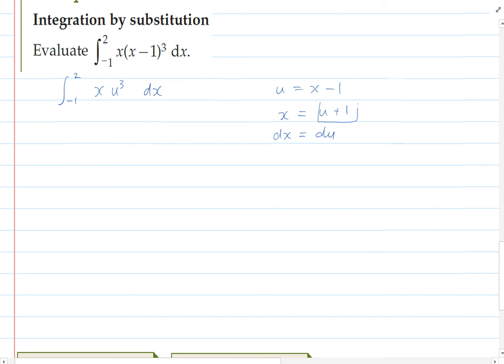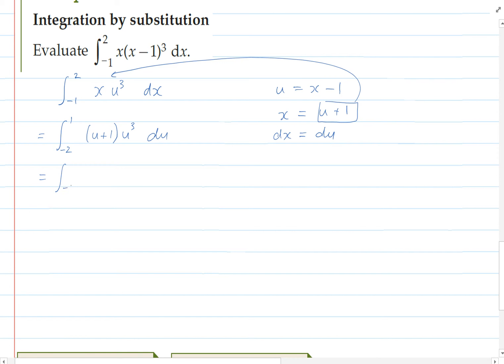So we can substitute this in instead of x, and that gives us the integral of u plus 1, u to the 3, and instead of dx we can write du. Also, instead of these limits we can work out what they are in terms of u now, because we have a relationship between u and x. u is simply x minus 1, so we can take 1 off each of those limits, making this one negative 2 and this one 1. That will give us the same result and stop us from having to go back to x.